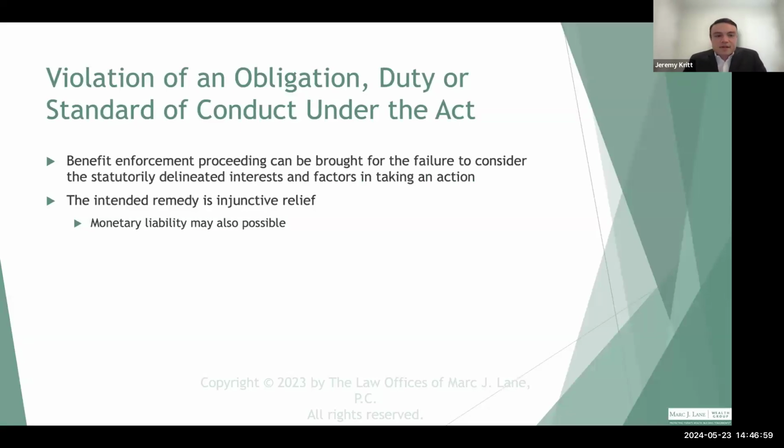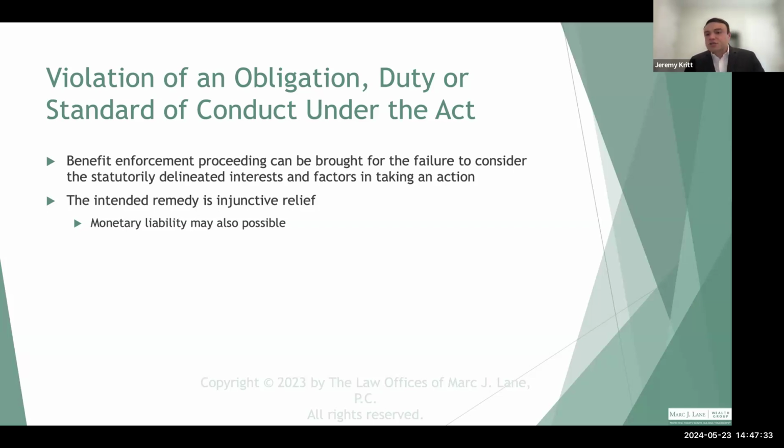One type of claim for a violation of a standard of conduct that you could maybe immediately think of is the failure to consider statutorily delineated interests and factors. Management must consider those interests. And again, the intended remedy is injunctive relief to force management to go back and redo their decision-making process, or whatever remedy would be appropriate in that context.